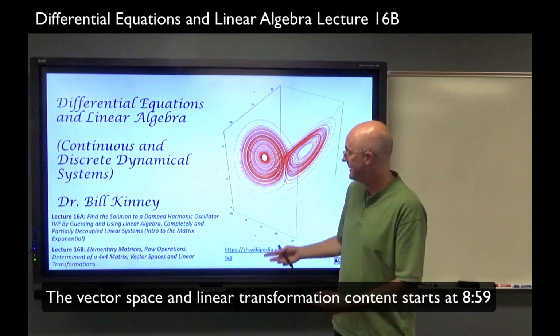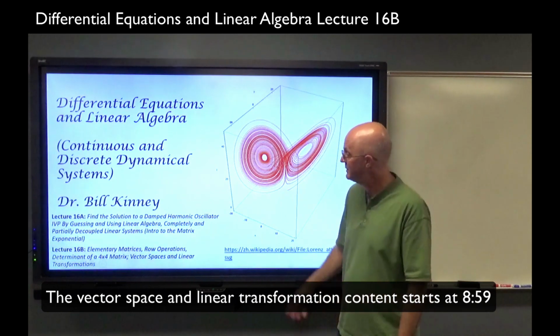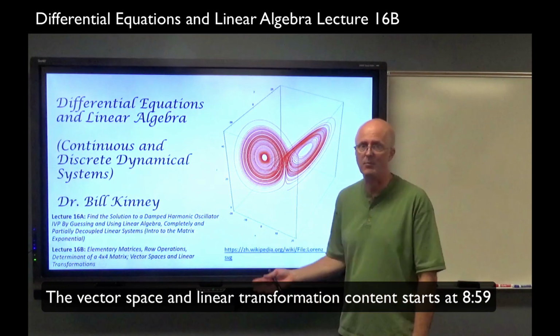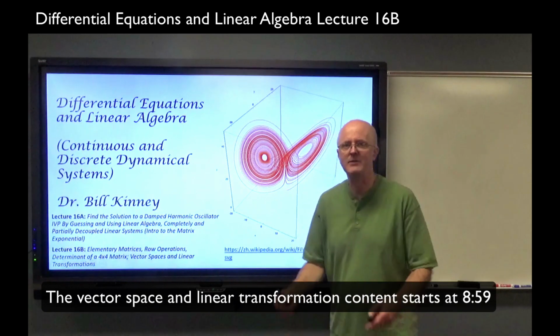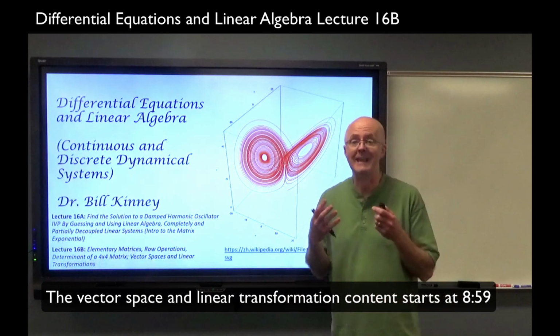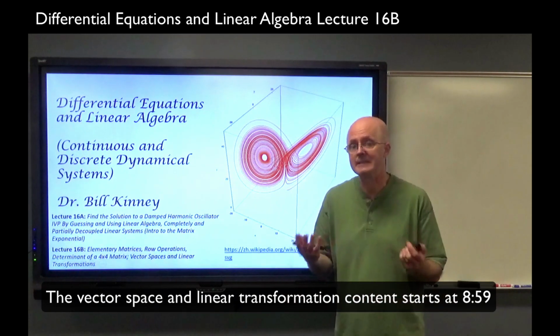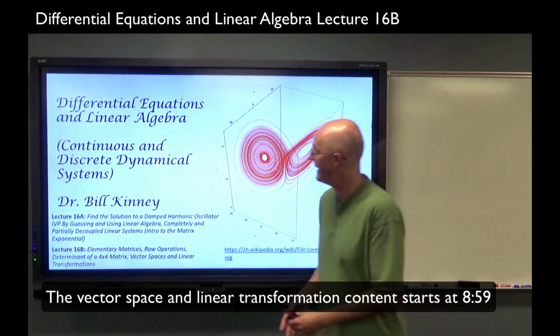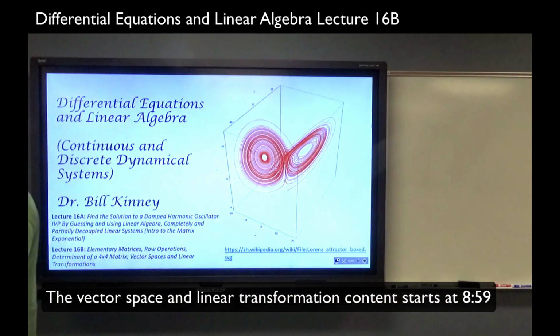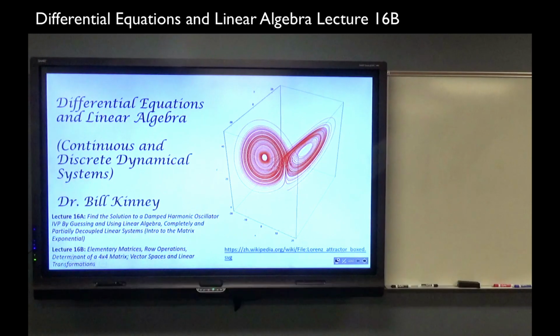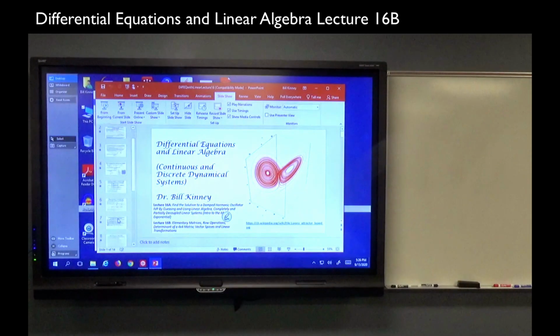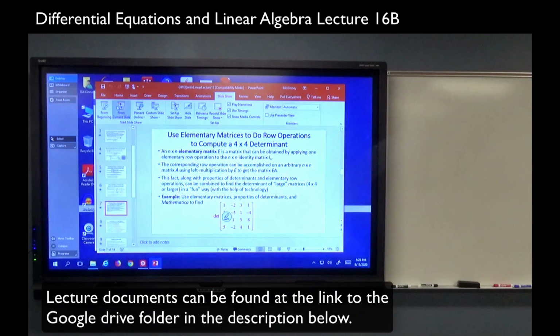I'm going to compute the determinant of a 4x4 matrix using elementary matrices and row operations. Elementary matrices are matrices that can be obtained from the identity matrix using a single row operation. And it's a pretty cool way of solving for the determinant. So let's go ahead and start with that. We'll jump ahead to the slide that we can find this determinant on. Right here.